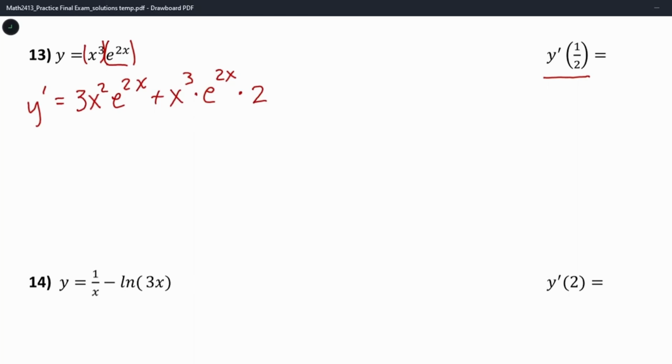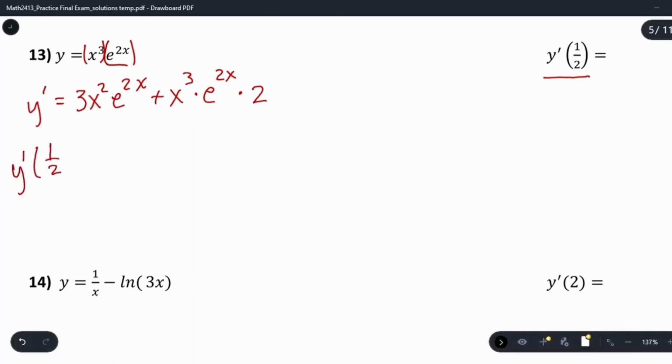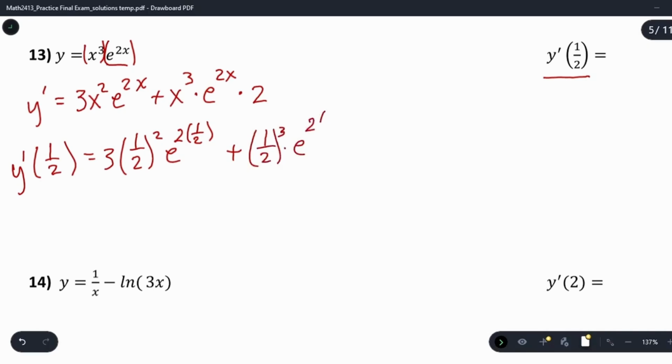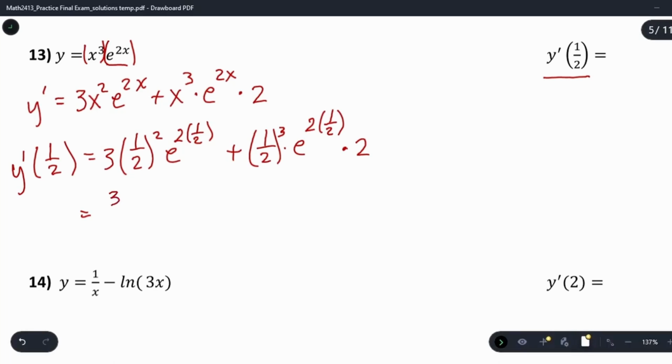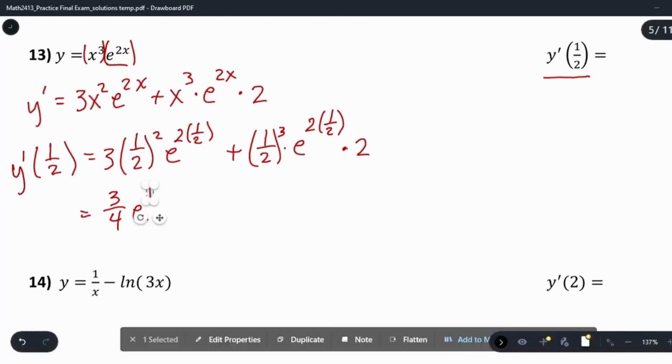That is the derivative. Now we can evaluate that at a half. So that's going to give us 3 times 1/2 squared times e to the 2 times a half, plus 1/2 cubed times e to the 2 times a half times 2. And that'll simplify. 1/2 squared is a fourth. A fourth times 3 is 3/4. E to the half of 2 is 1, and you don't really need to write the 1.